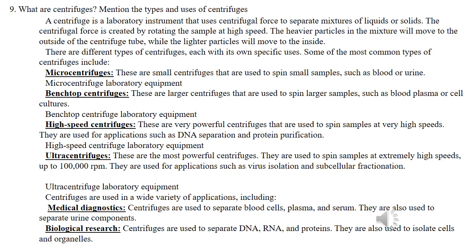High-speed centrifuge laboratory equipment. Ultracentrifuges. These are the most powerful centrifuges. They are used to spin samples at extremely high speeds, up to 100,000 rpm. They are used for applications such as virus isolation and subcellular fractionation. Ultracentrifuge laboratory equipment. Centrifuges are used in a wide variety of applications, including medical diagnostics.